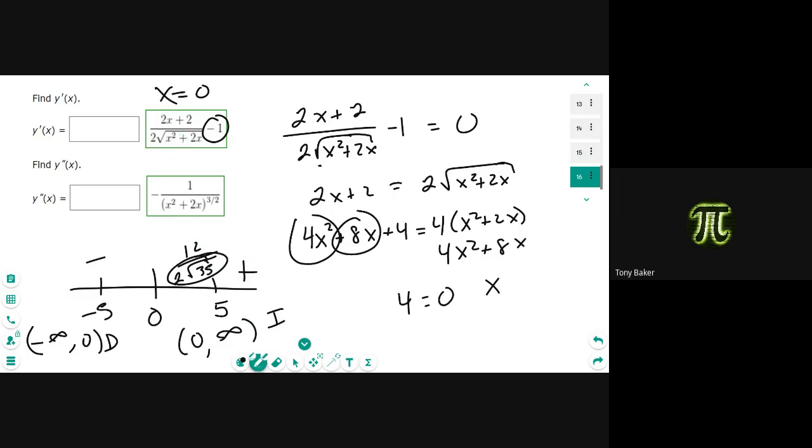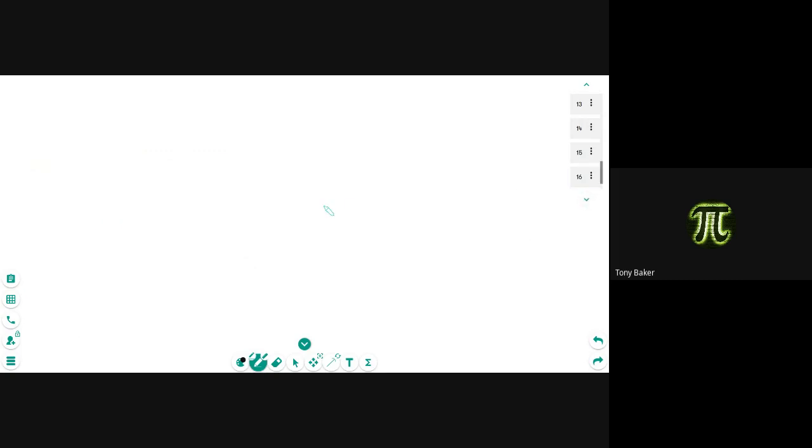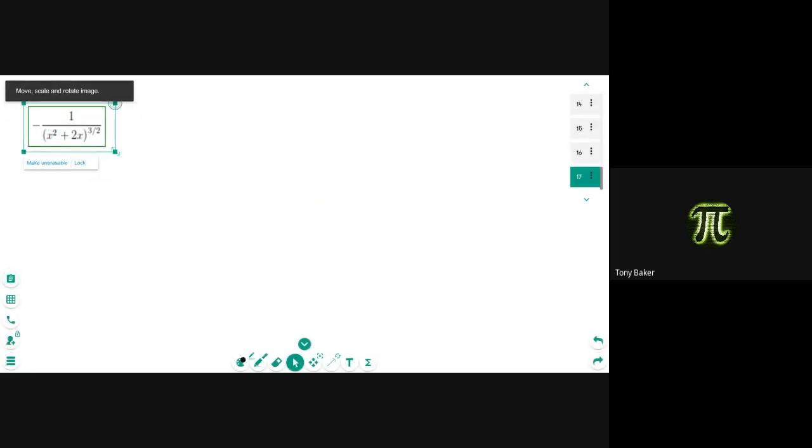Then next was concave up and concave down. So you're looking at where the second derivative is going to be positive and negative. Okay. So if we just look at this one, again, find my critical numbers.